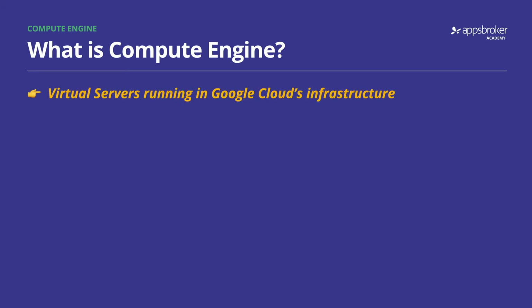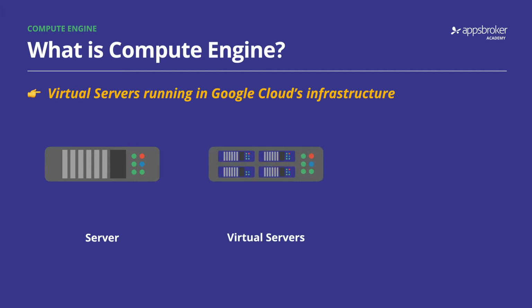Let's break this down. A physical server is just a computer running some software designed to serve requests, like a web server. It contains things like CPUs, memory, and disks for storage. A virtual server is a way of running lots of servers on a single physical computer. Each virtual server and all of its component parts are now represented in software.